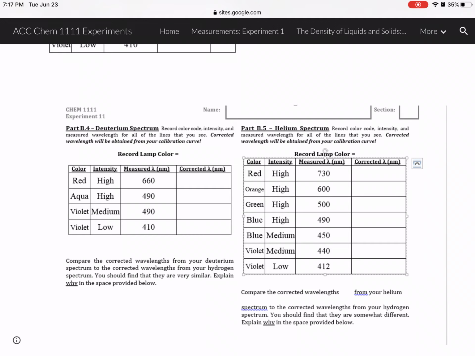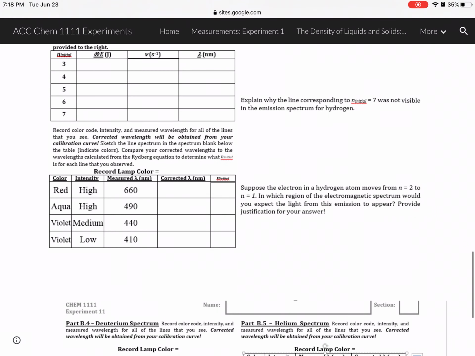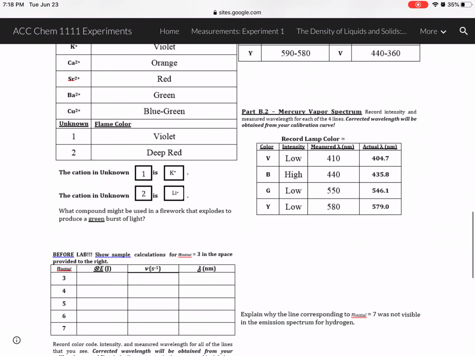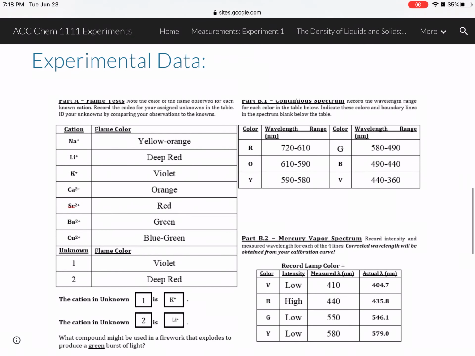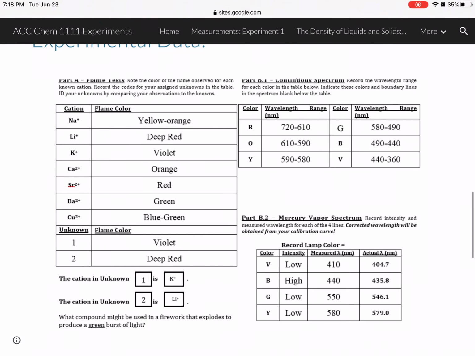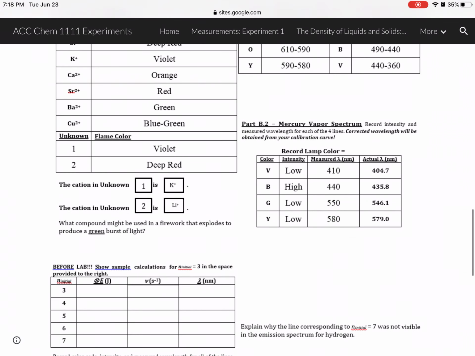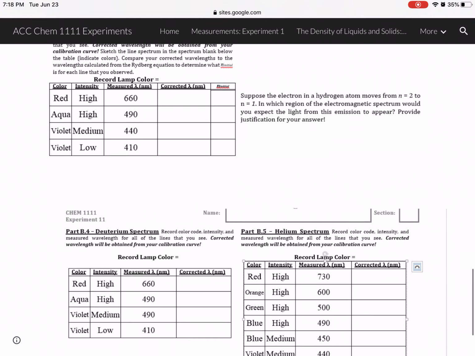The handout for the experiment report sheet is posted on Blackboard, and when you open it you will see all this information for the experimental data. You fill this information in the handout posted on Blackboard, and you can submit that. Those are the data that you need to submit.